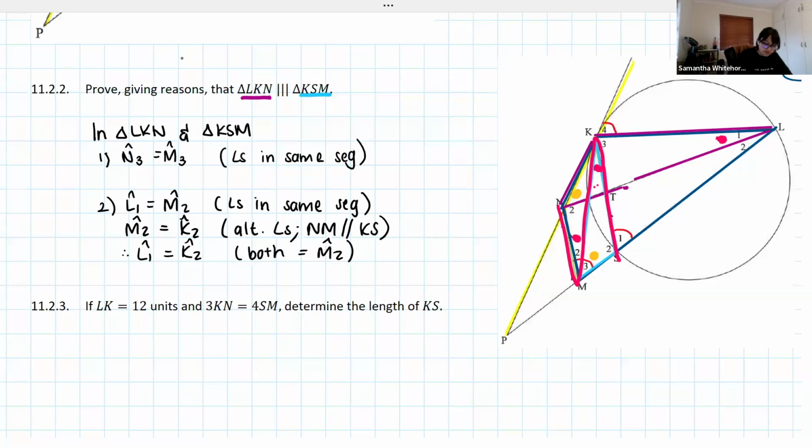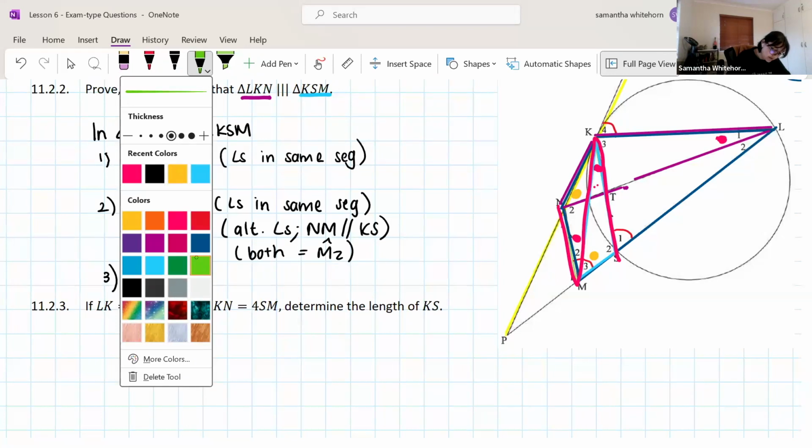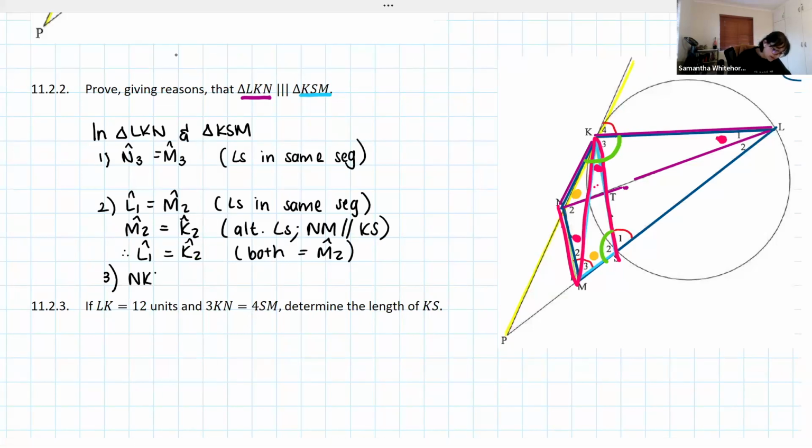Okay, so now you've got those pink angles there, L1 and K2, equal to each other. And remember, the second you've got two of your three angles, you know the third is automatically equal. So the third in this case is, and just be careful you are labeling your angles correctly, NKL. This whole angle up here is then equal to angle S2. Those are the third angles in my triangles that I'm working with. So NKL is equal to angle S2.